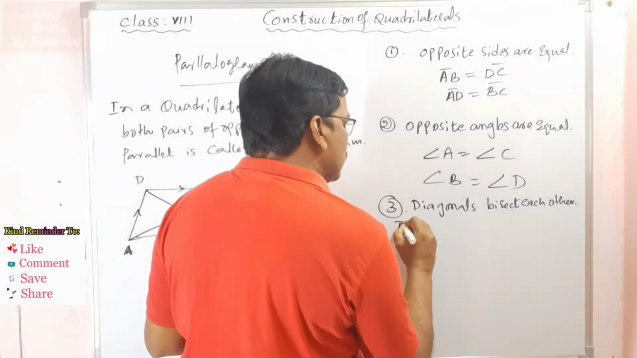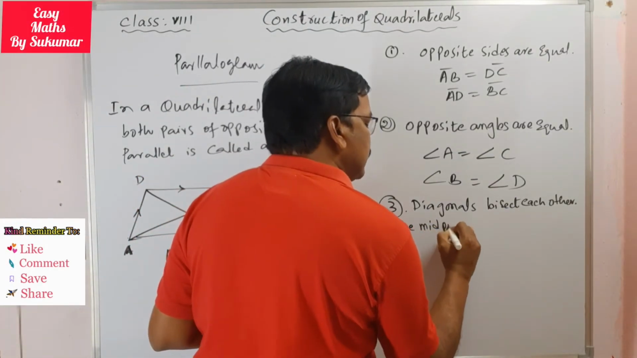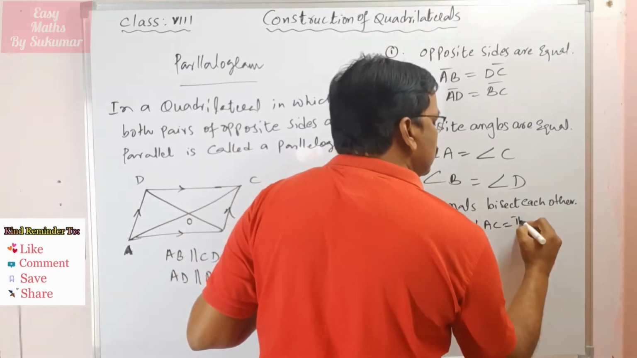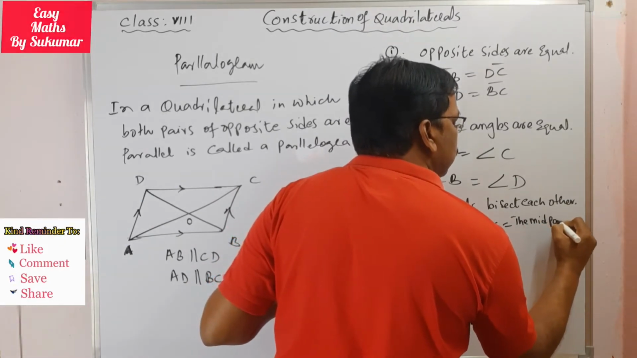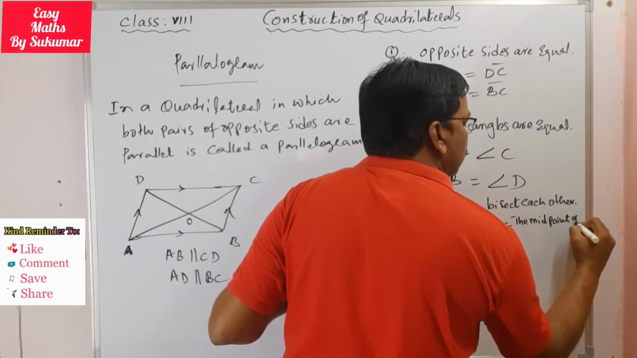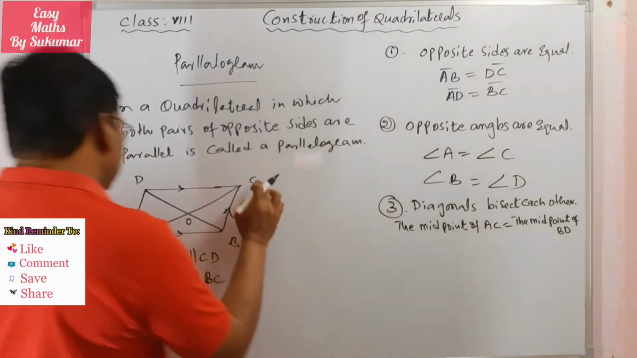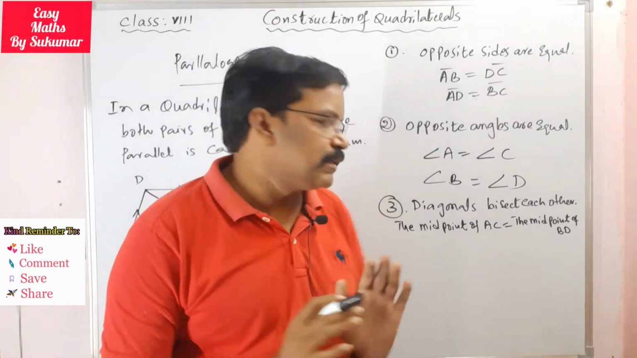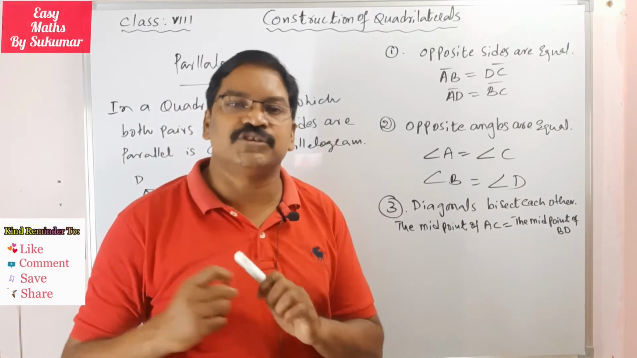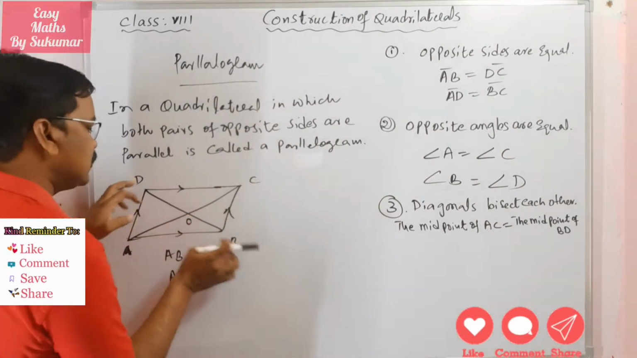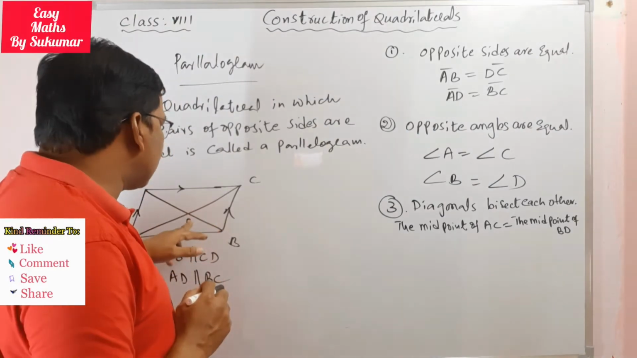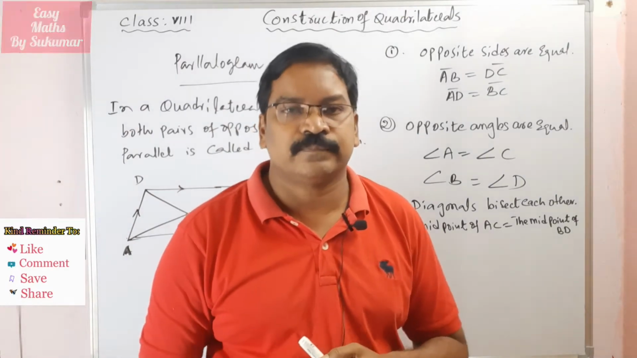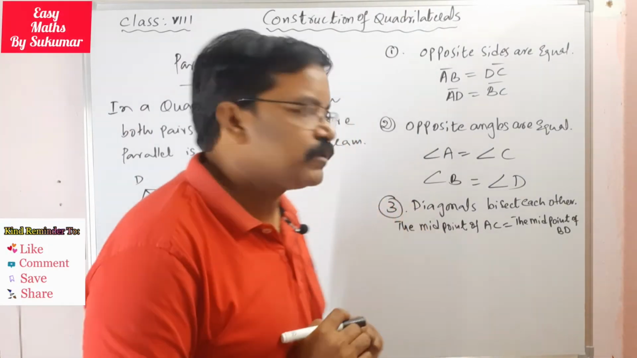That means the midpoint of AC and the midpoint of BD are the same point. So this property says the diagonals bisect each other. These two diagonals bisect each other. Actually, they are intersecting at O. That means this point bisects the two diagonals. Right.